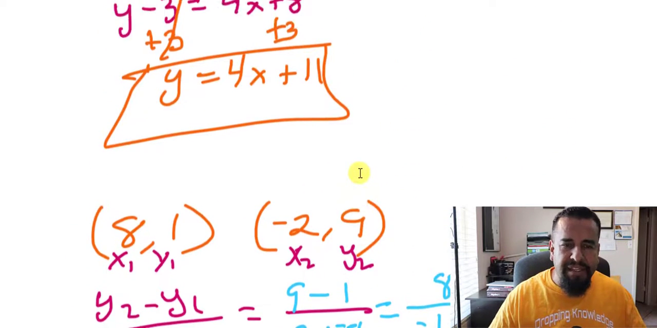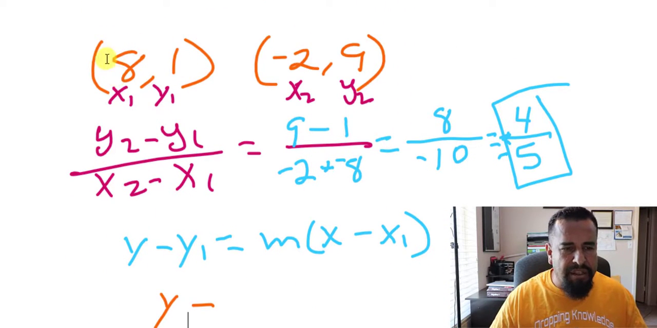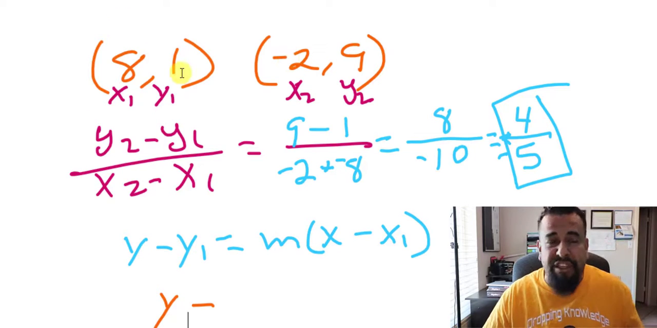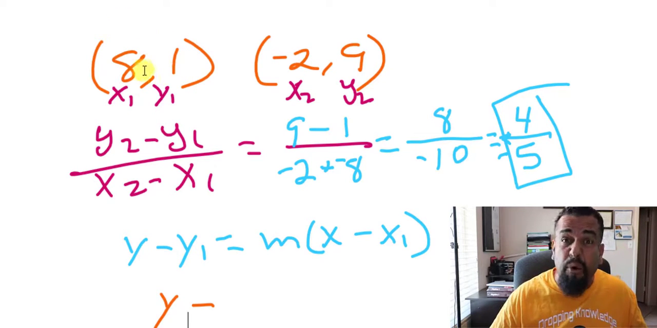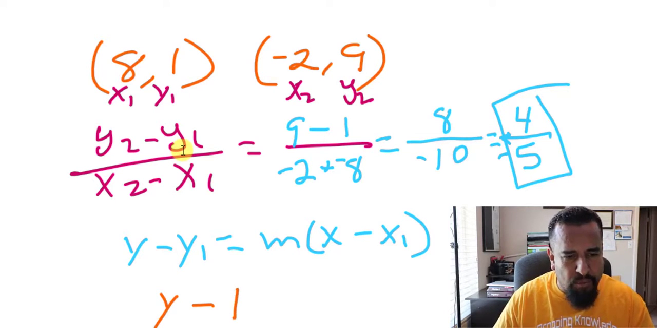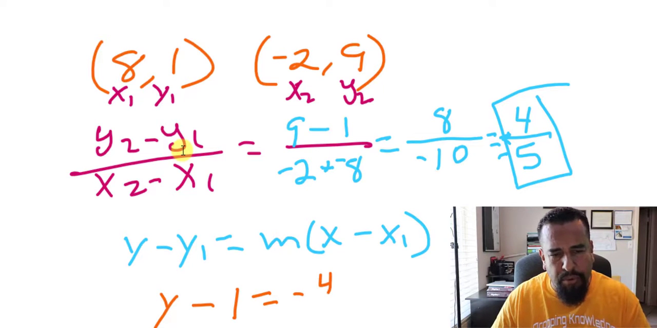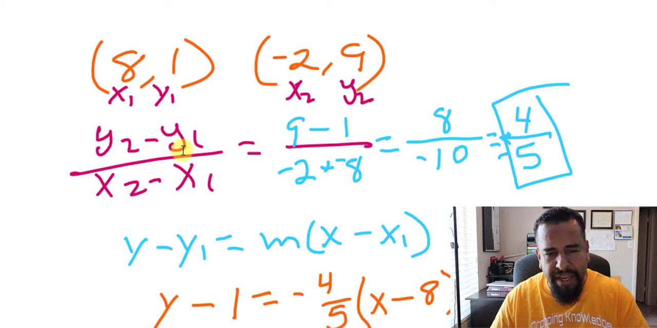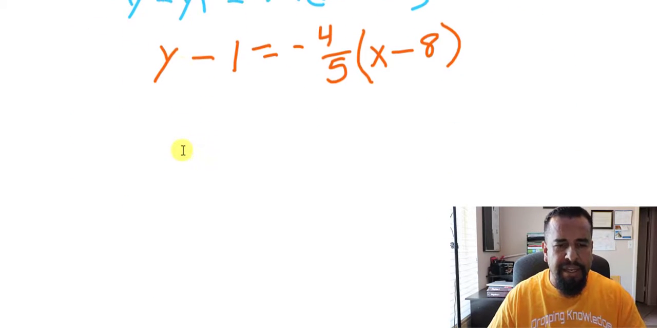Now in this case, right here, this is my ordered pair. Both of these, I can use either one. I'm going to use the first one since they're both positive. So the first here, 8 is my x, my 1 is my y1. So I'm going to put a 1 there. Then it wants my slope, which is negative 4 over 5 times x minus my x1, which happens to be 8.